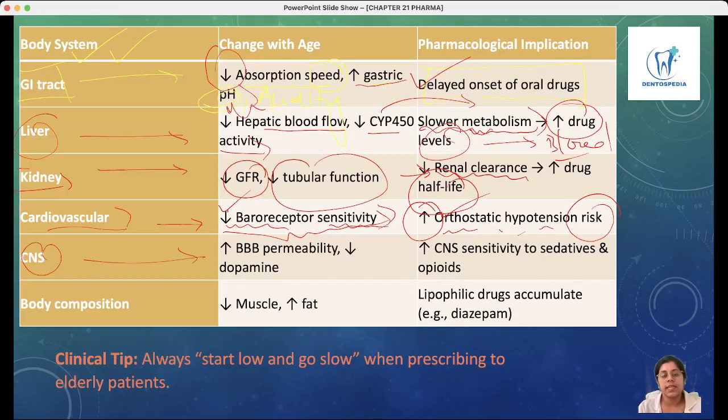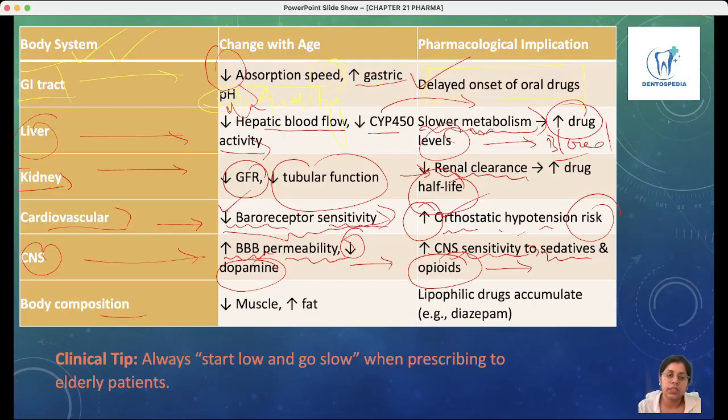CNS: you will see an increase in blood-brain barrier permeability and decreased dopamine, the happy hormone, so there is an increase in CNS sensitivity to sedatives and opioids. Increased blood-brain barrier permeability means more and more drugs will go to the brain and it will hamper the brain. So there is increased CNS sensitivity to many drugs, especially sedatives and opioids.